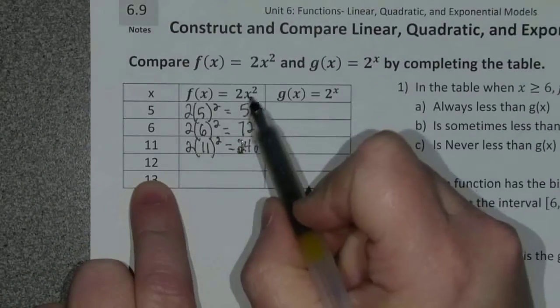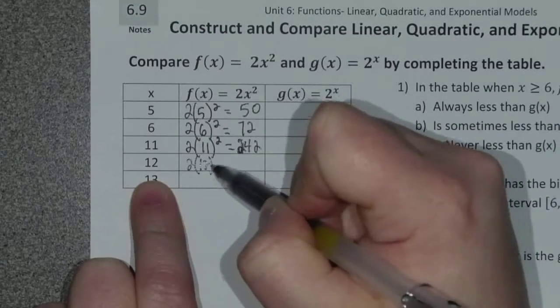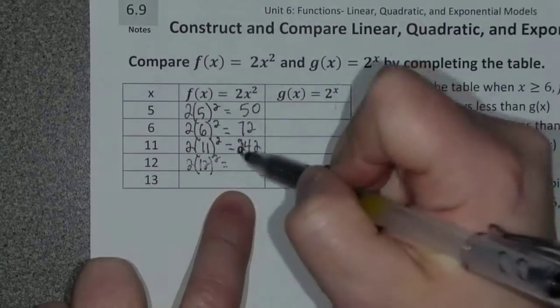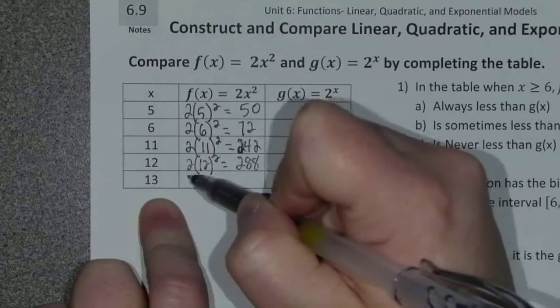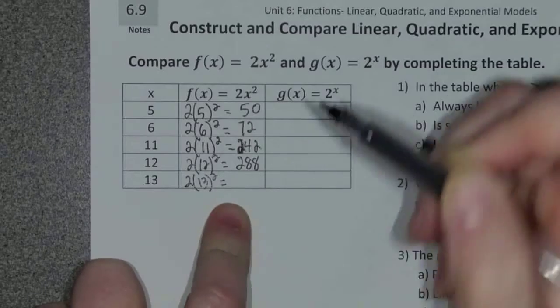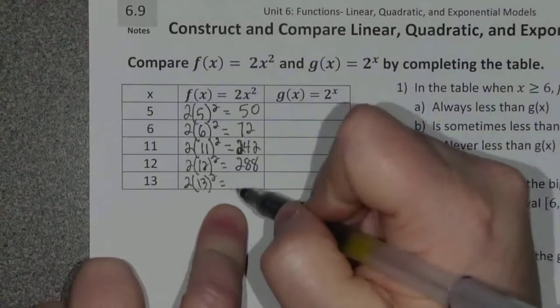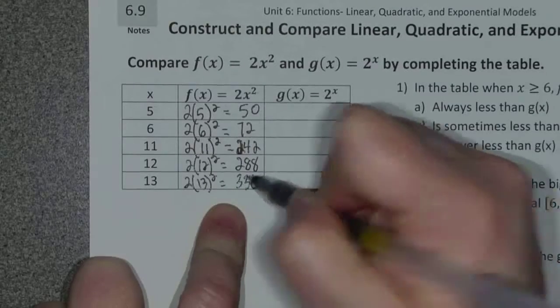Yep. Okay, putting 12 in. 12 squared times 2. 288. And then 13 squared times 2. Yep, 338. Nice. So that's not too bad, right? Just filling in a t-table.